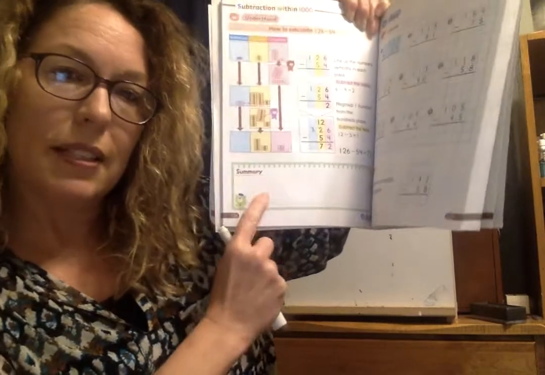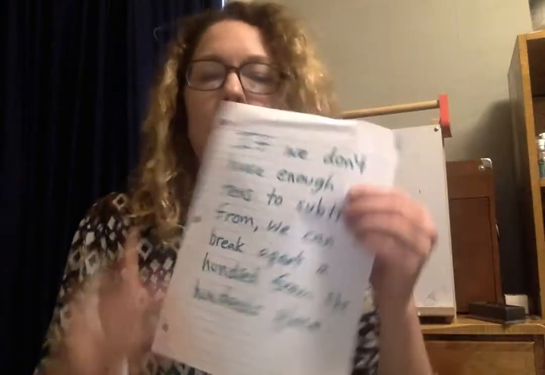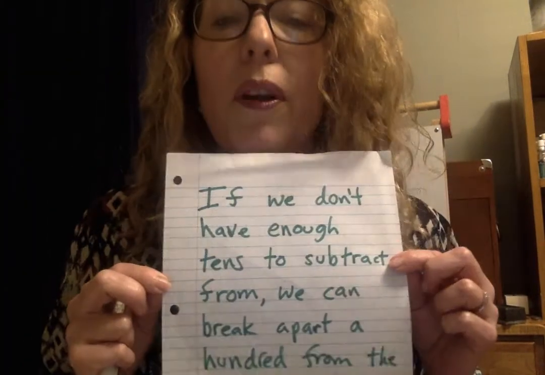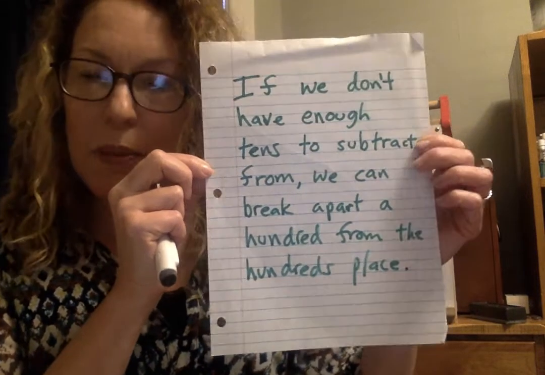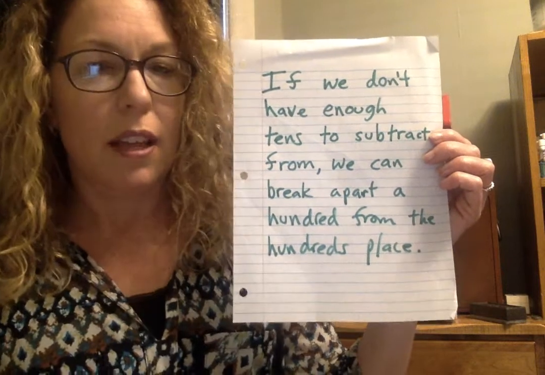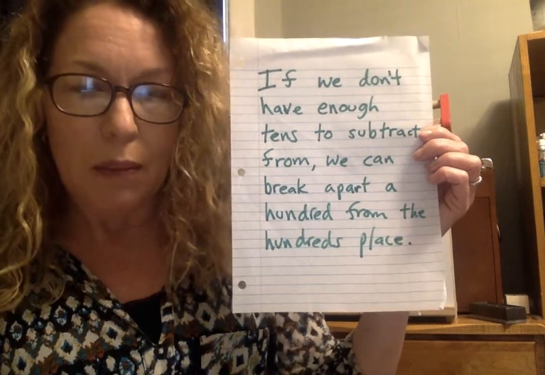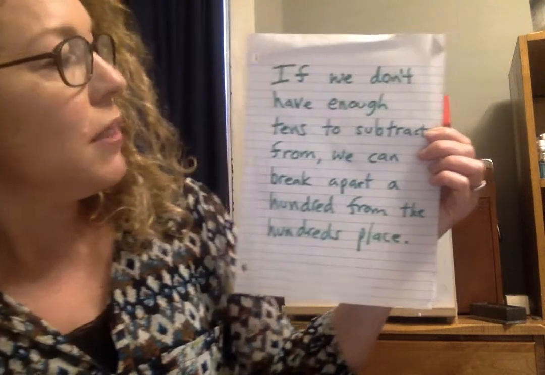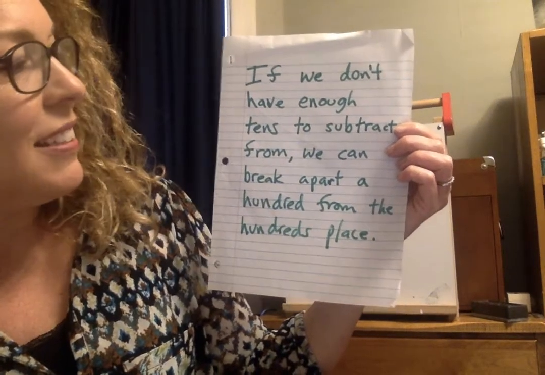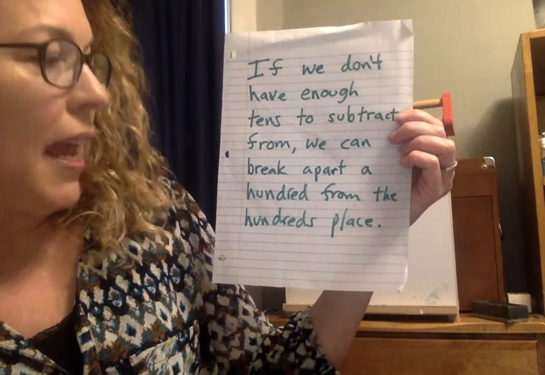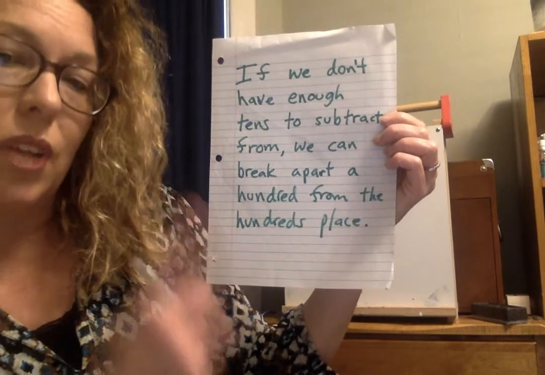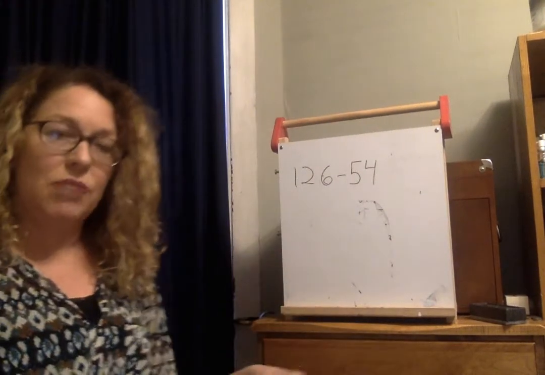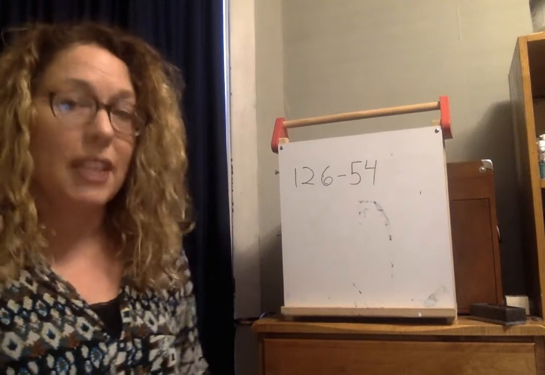So what I want you to write in this little summary section is this. Or if you have a better version of it, feel free. But I wrote this out, and I think that it makes pretty good sense. But if you have a better way of understanding the concept that we just talked about, you go right ahead and make it make sense for you. So if we don't have enough tens to subtract from, we can break apart 100 from the hundreds place. So you just take one of those hundreds. In this case, 126 minus 54, you only have 100 to take away.